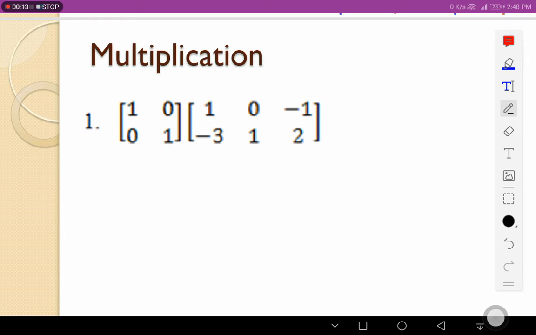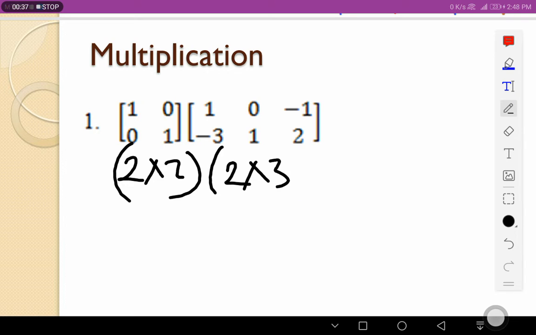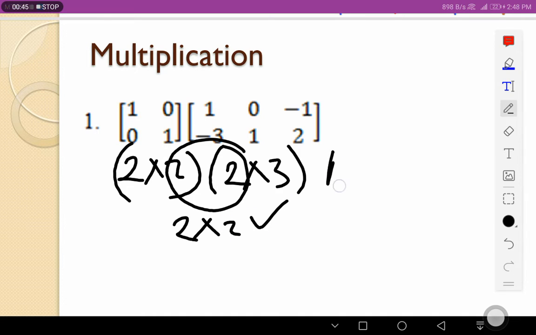So this is the first question. When answering multiplication questions, first of all, you have to check if you can multiply the two matrices. You first write the order of each matrix and check if they can be multiplied together. The first one is a 2 by 2 matrix. The second one is a 2 by 3 matrix. So if these are 2 by 2 and 2 by 3, we can multiply, and our answer will be a 2 by 3 matrix.